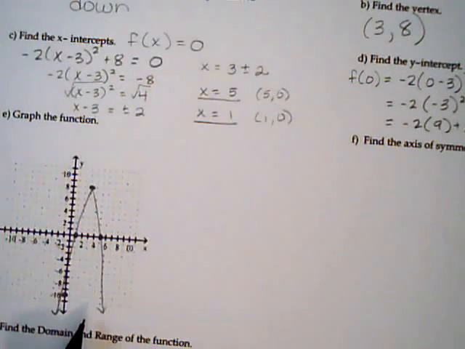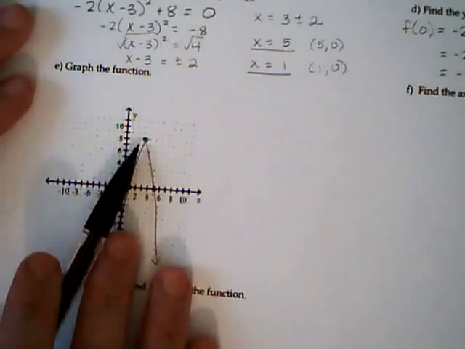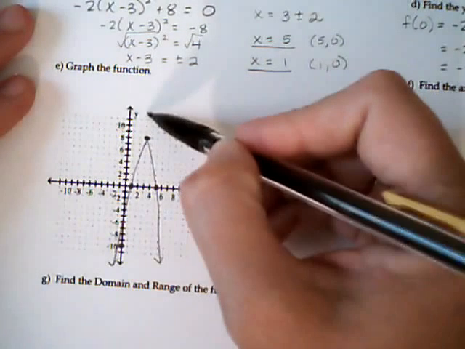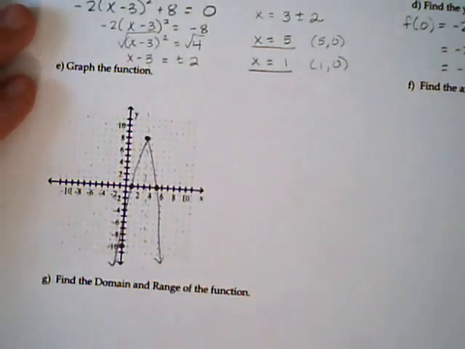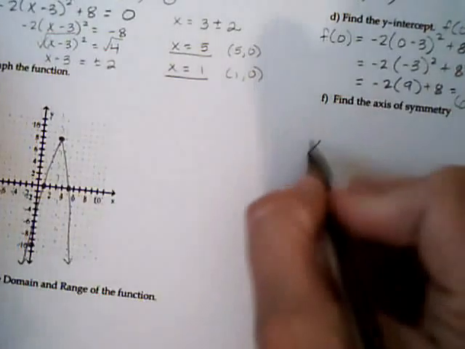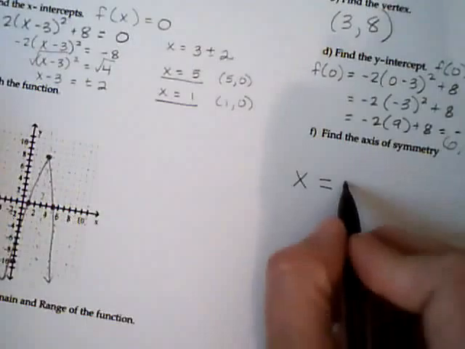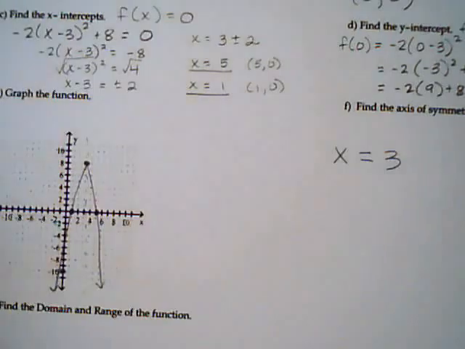Okay, part F says to find the axis of symmetry. The axis of symmetry is always going to pass through your vertex. And it's going to be the vertical line that divides the parabola equally in half. So my axis of symmetry would be x equal to 3, because that's the x value of your vertex.